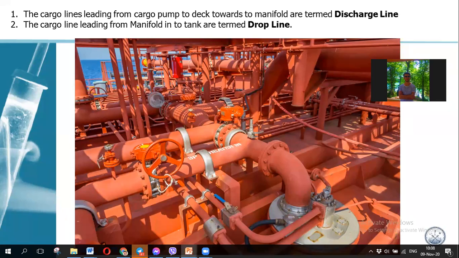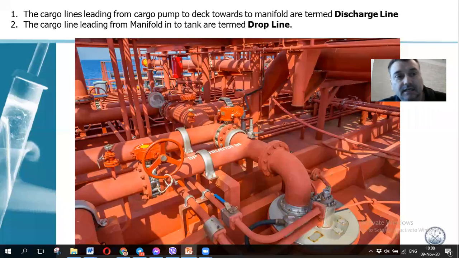In the opposite way, when the cargo is coming from the manifold, which I will show you later, to the drop line and loading inside the tank, this cargo line is called the drop line. You will need it also when we work on the simulator and also on board the ship. So be careful with these two different lines.